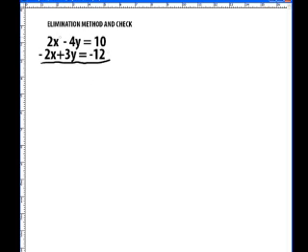If we look at this equation in particular, the easiest one to get rid of is the x, because 2 minus 2 gives us 0. So 2x minus 2x will give us 0. Right away, that eliminates one of our variables.